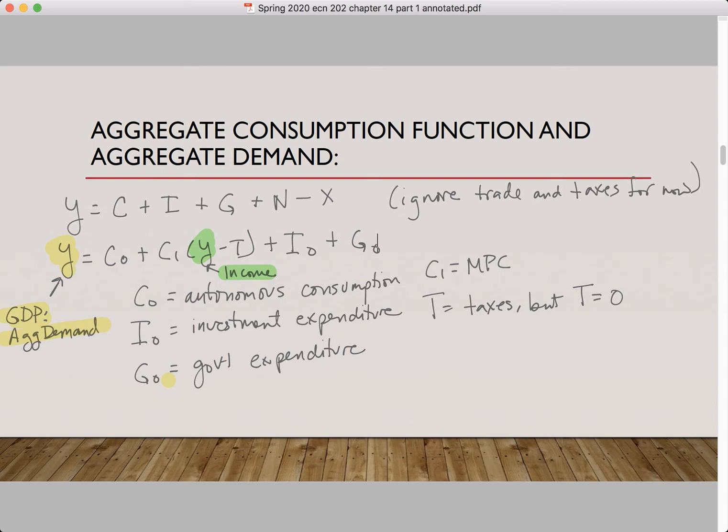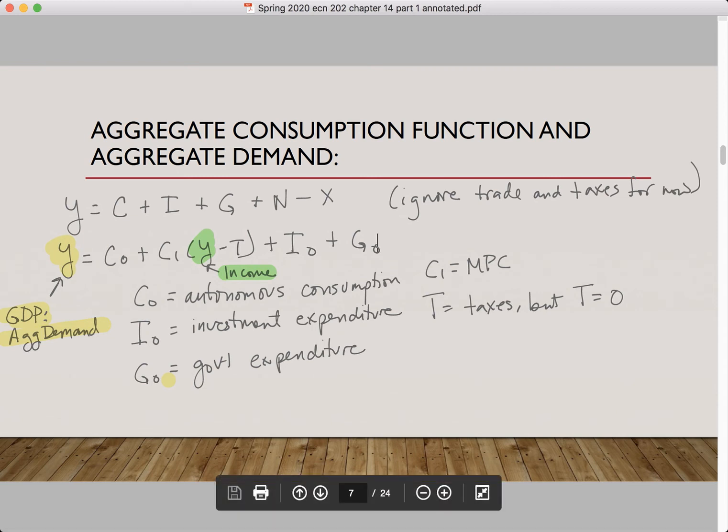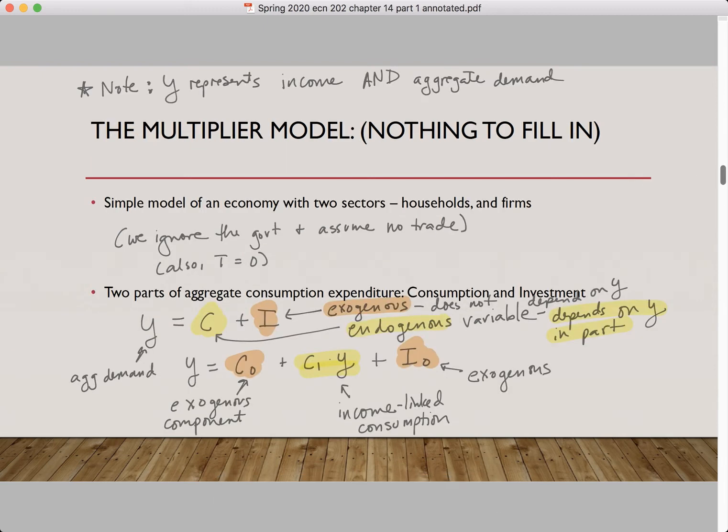Then in addition to consumption, we also have investment expenditure and government spending. To get rid of taxes as a problem, we assume that taxes are equal to 0. Just as a reminder, C0 refers to spending independent of income, autonomous consumption. I0 refers to investment expenditure, and G0 refers to government expenditure on goods and services. And C1 is our marginal propensity to consume.